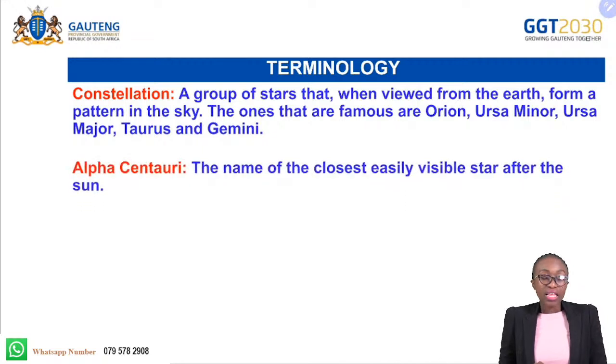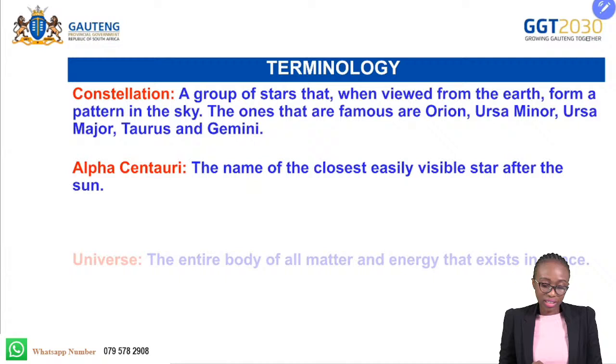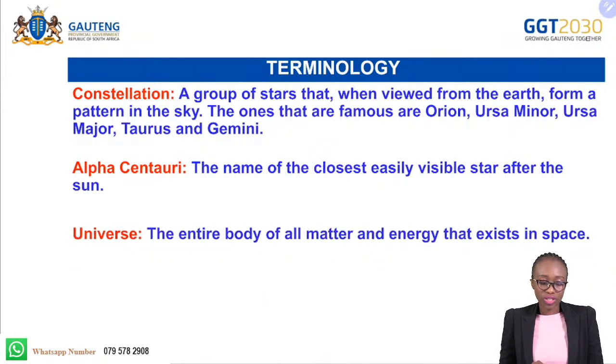And then Alpha Centauri. Alpha Centauri is the name of the closest easily visible star after the sun. And then universe. What is the universe? This is the entire body of all matter and energy that exists in space. So when we talk of the universe, we're counting each and every body of all matter and energy that exists in space.